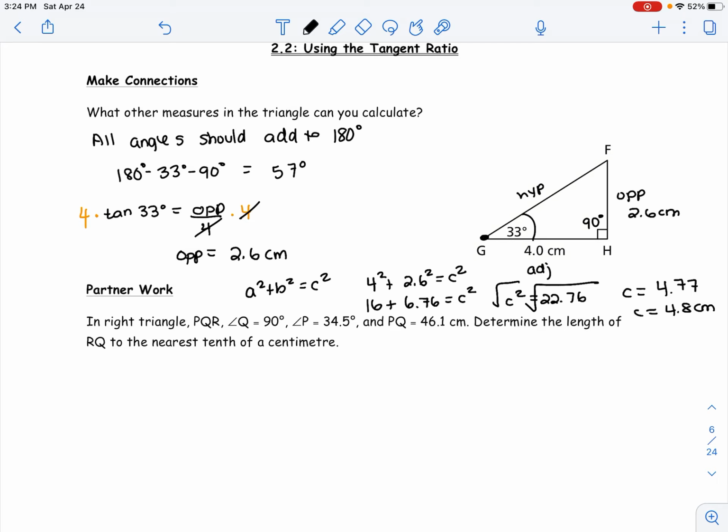So we know we're doing it properly because, as you can see, 4.8 is the highest and biggest side length. So our hypotenuse should always be the largest side length. So just from knowing that information, I was able to solve for every piece of this triangle.